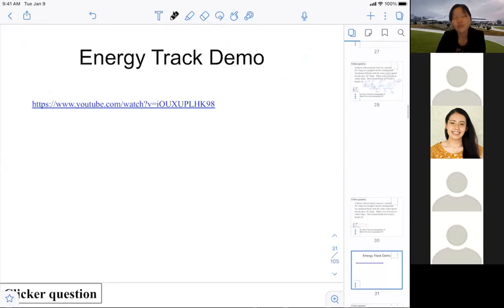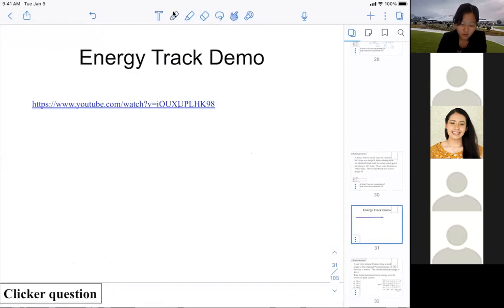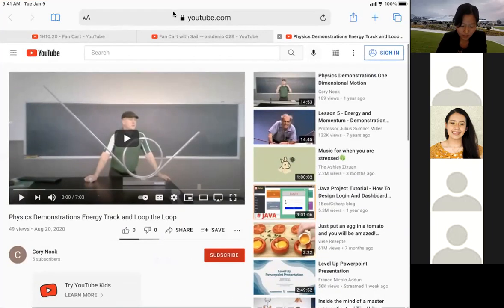Let's take a look at a demo that shows us equal height on the different ramps. So let's take a look at this. Well, I had it opened here, so let's just take a look.